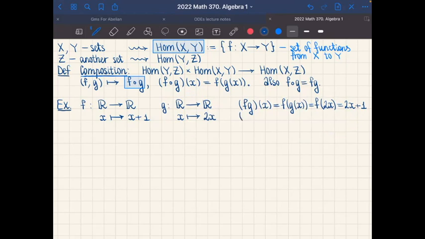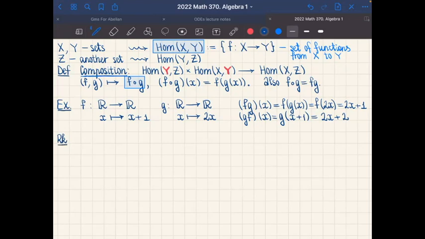And because all of these sets are the same, we really care about this y in the product being the same. But here, every set x, y, and z is equal to R. So this requirement is satisfied. So we can compose it in the other direction, and g of f of x will be g of f of x. f of x is equal to x plus 1, and g of x plus 1 is equal to twice this quantity, 2x plus 2.